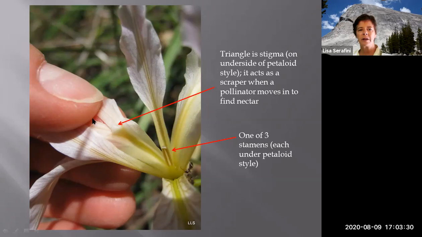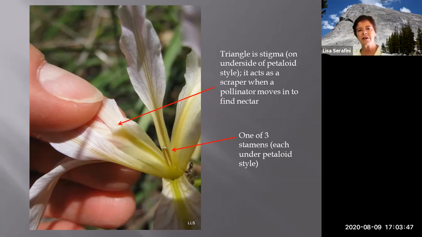They're often 2-parted like this. And if you look at the very top, you might find something triangular. In this case, it's triangular. It's not always. But it looks like a little scraper. It's a little flap of tissue. And that's where the stigma is.